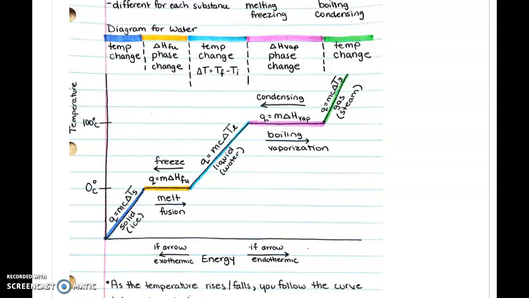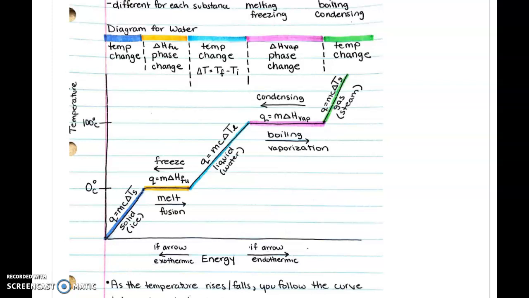The plateaus, the yellow and the pink, are when we are actually doing a phase change. That's when we're using our heat of fusion or heat of vaporization, and we're using Q equals M times one of those two constants. That's where we are either melting or boiling, or we are condensing and freezing, depending on what temperature we're at. The temperature during the phase change stays the same. It is 0 degrees Celsius or 100 degrees Celsius, depending on which phase change we are talking about.